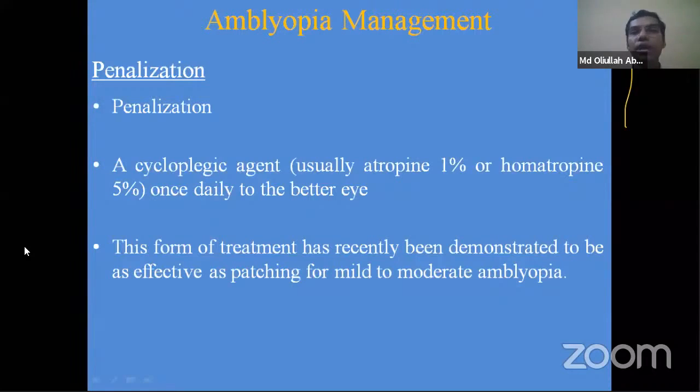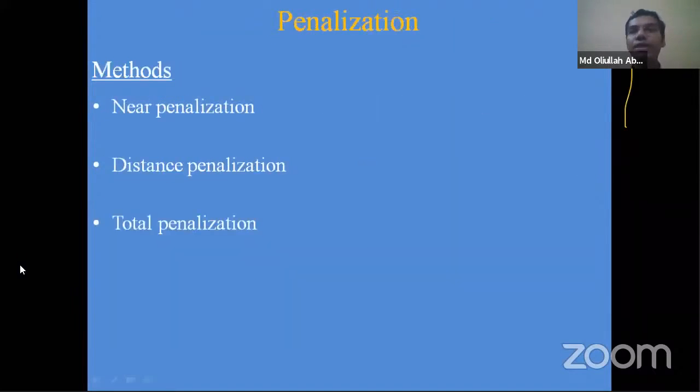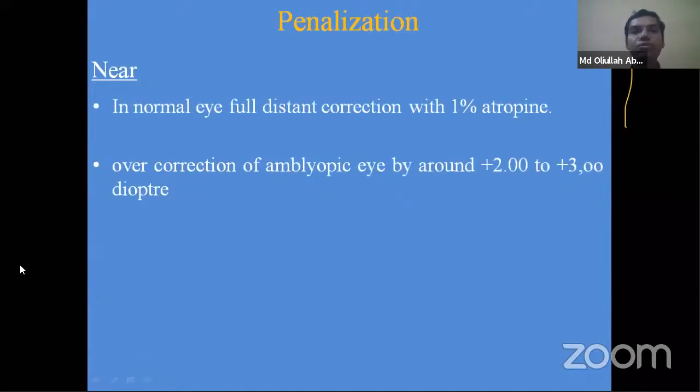Penalization you can do by means of any cycloplegic. You can have atropine, homatropine or cyclopentolate to start with, but the most commonly practiced one is atropine 1%. Now, how you do that: you can have a near penalization, distance penalization, and total penalization. This is the overview. When you give a near penalization, what you do is in the normal eye, you give full distance correction along with 1% atropine.